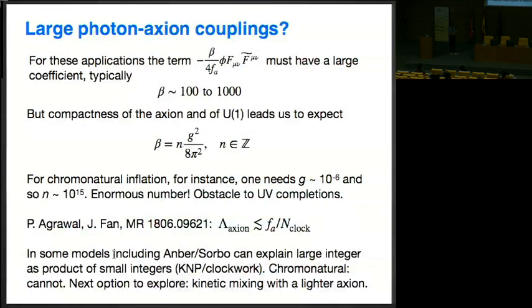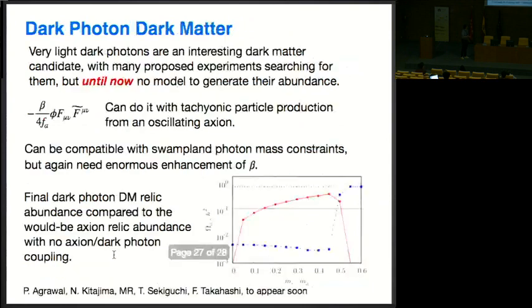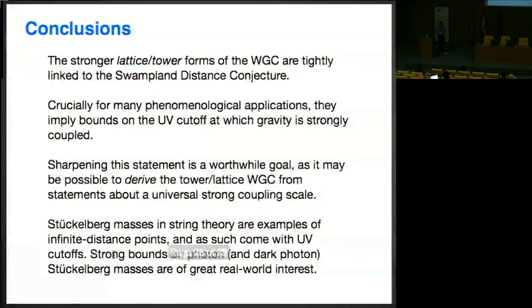So there's, again, an interesting, maybe swamplandy question here: can you get this huge integer to show up in a consistent way in a UV complete theory? Okay. I don't have time to talk about this. I was going to mention that you can use similar couplings to actually populate dark photon dark matter. But let me just conclude here. We've been exploring the weak gravity conjecture and the Swampland distance conjecture and how they fit together with these ideas about towers of particles. These things imply UV cutoffs. And I think these UV cutoffs lead to some of the cleanest statements about phenomenological applications for these conjectures. Thanks.